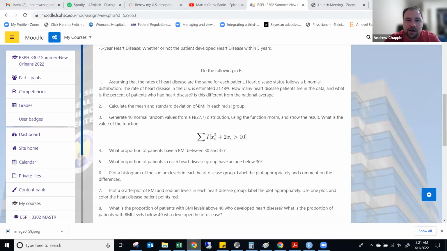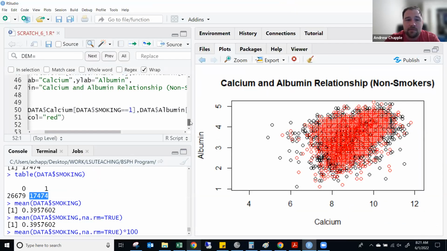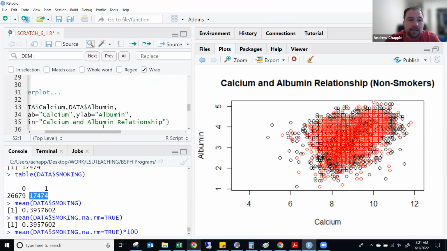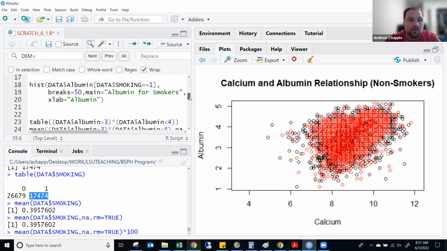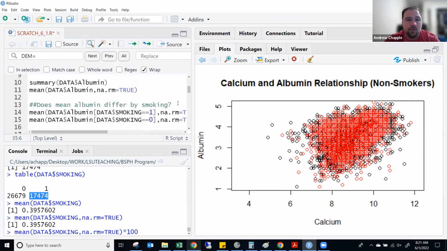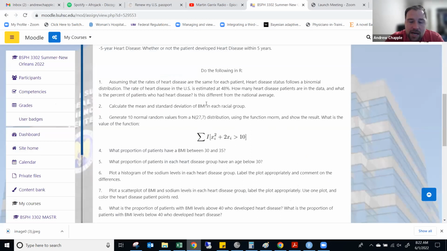The mean and standard deviation of BMI in each racial group, right? We just did that with albumin as this example. So I could say, as an example, I say this like problem. And I'll upload all of these for you to use too. So that's the BMI. So we did the albumin, right?